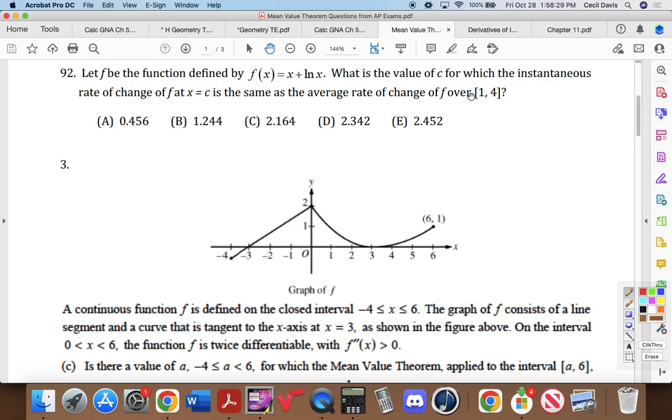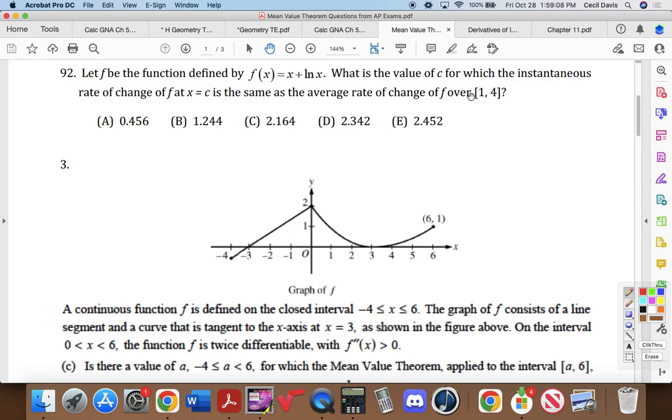All right, this next one is another calculator one. This one, you look at the answers and you immediately know you're going to need a calculator for it. It says, let f be defined by the function f of x is equal to x plus the natural log of x. What is the value of c for which the instantaneous rate of change at x equals c is the same as the average rate of change of f over the interval from 1 to 4? Okay. Notice it doesn't say mean value theorem anywhere in here, but that's what they're doing.